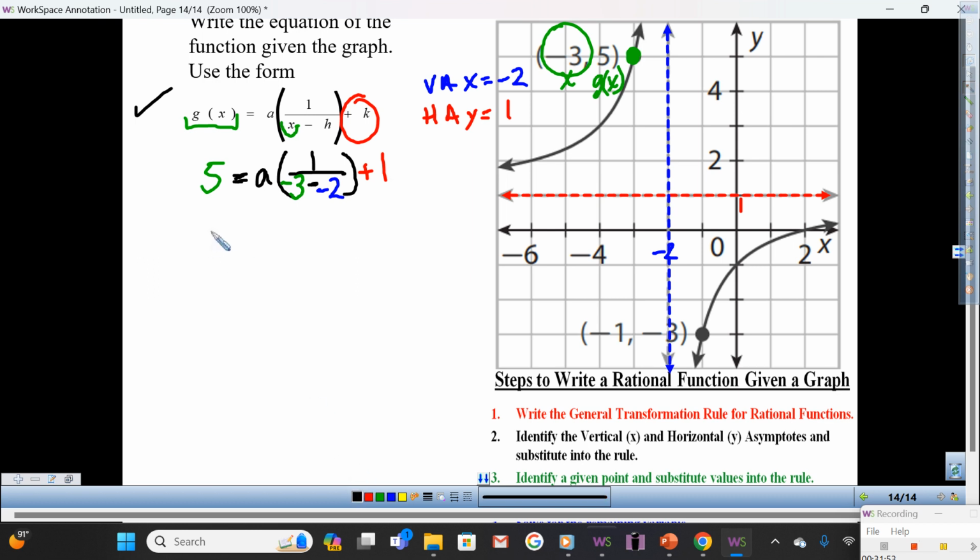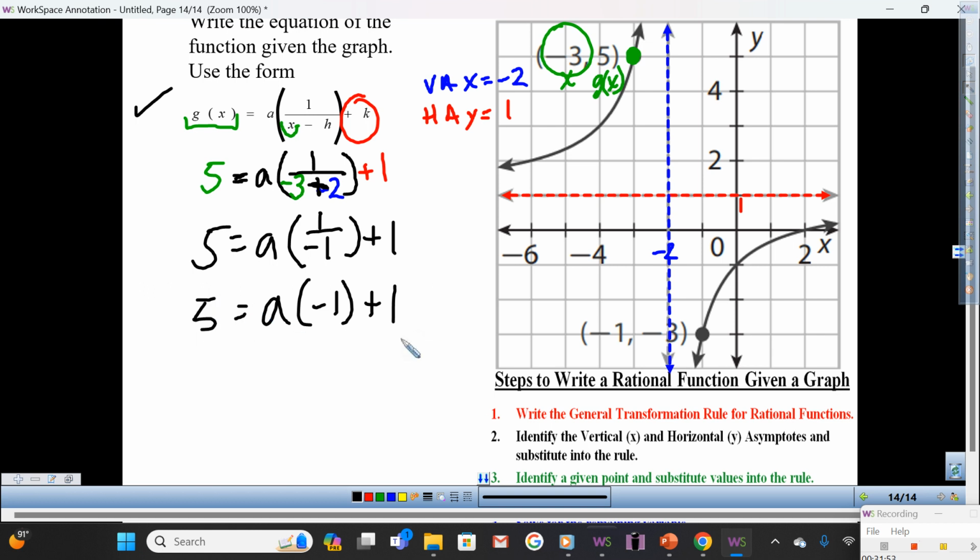So, let's simplify and solve. 5 equals a. 1 over negative times the negative is a positive. Okay, I am going to hold you till we finish. Some of you started putting away your stuff. Here we go. What is -3 plus 2? -1. So what is -1 over 1? What is it? -1. Okay. So this is a times -1 plus 1 equals 5.